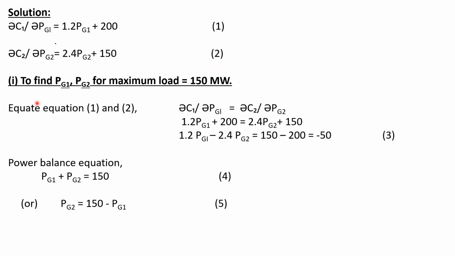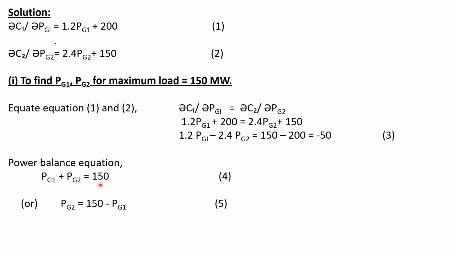First, I am going to find out Pg1 and Pg2 for the peak load. Peak load given in the question is 150 megawatt. So I am equating both the lambdas, that is, the lambda for unit 1 and lambda for unit 2 are equal. Substituting the values, 1.2 Pg1 plus 200 equal to 2.4 Pg2 plus 150. From that, I have one equation, 1.2 Pg1 minus 2.4 Pg2 equal to minus 50. This I get as equation 3.